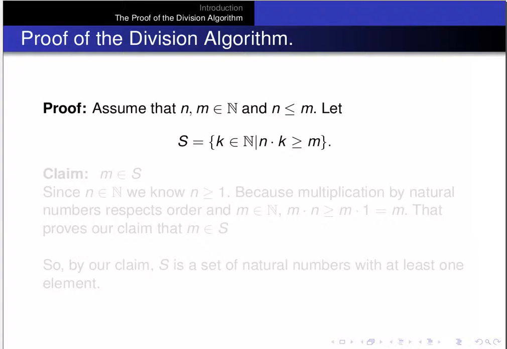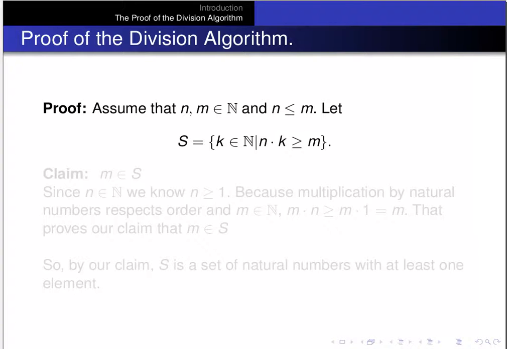S is the set of all natural numbers k so that the product n times k is greater than or equal to m. This is a set we'd like to apply the well-ordering principle to. But to apply well-ordering to a set of natural numbers, you have to know that that set is not empty. And at this point in the proof, we don't really have many candidates for a natural number that could possibly be in the set S.